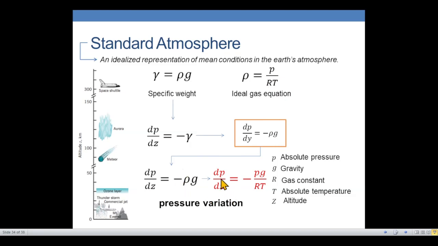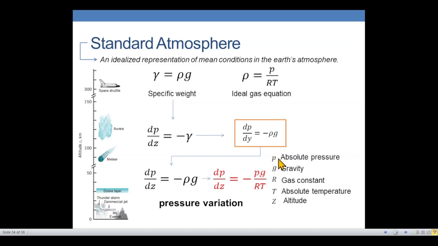So dP over dz equals negative Pg over RT. In this expression, we describe the variation of pressure in terms of the change of the elevation, the z. And also we consider the quantities described by the ideal gas equation, meaning the gas constant and the temperature. So this equation colored in red is now the equation that describes the pressure variation. The P here is actually referring to the absolute pressure.